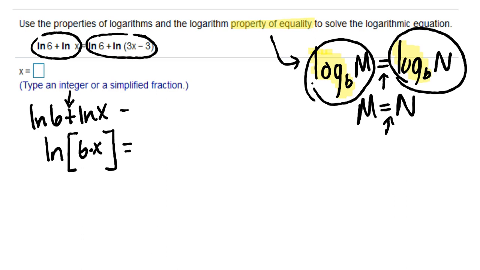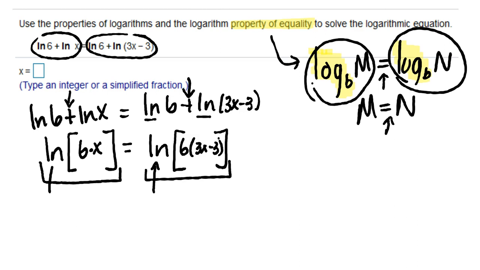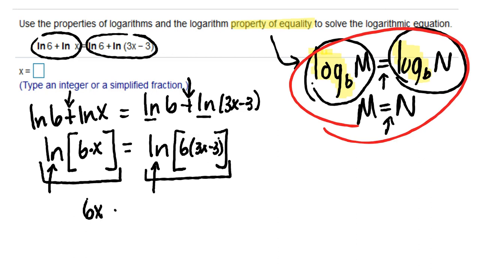On the other side, I have natural log 6 plus natural log of 3x minus 3. I have natural log on both of them, so I can condense. And when I condense, I'm either going to use multiplication or division. Because of the addition here, I'm going to use multiplication to condense. So that would be 6 times 3x minus 3. So now I have a single log on the left, single log on the right, and they have the same base. They both have base e. So I'm able to use this property of equality that we talked about and say that what's inside the log on the left has to equal what's inside the log on the right.